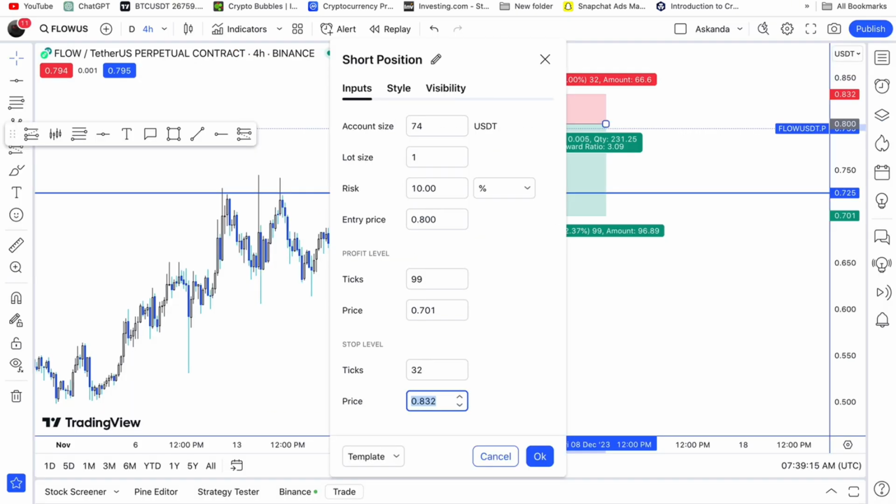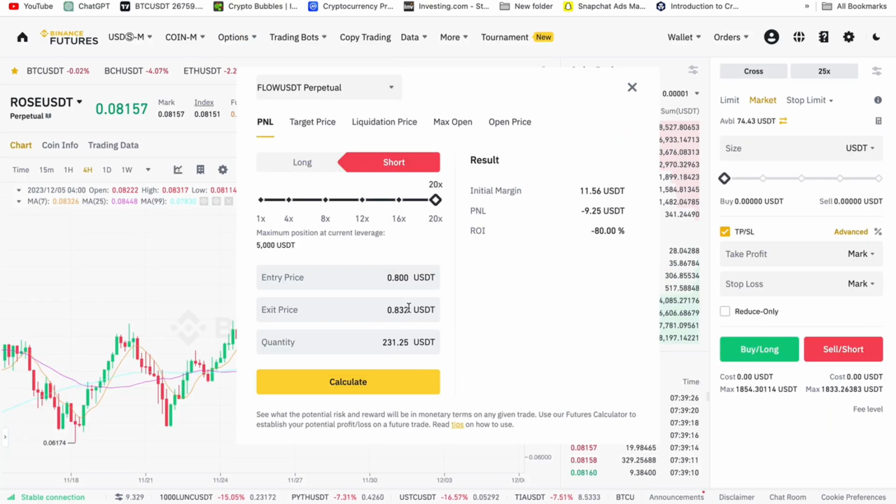But if we go for our take profit, let's say now we are going to use our profit level. So we have 0.701.